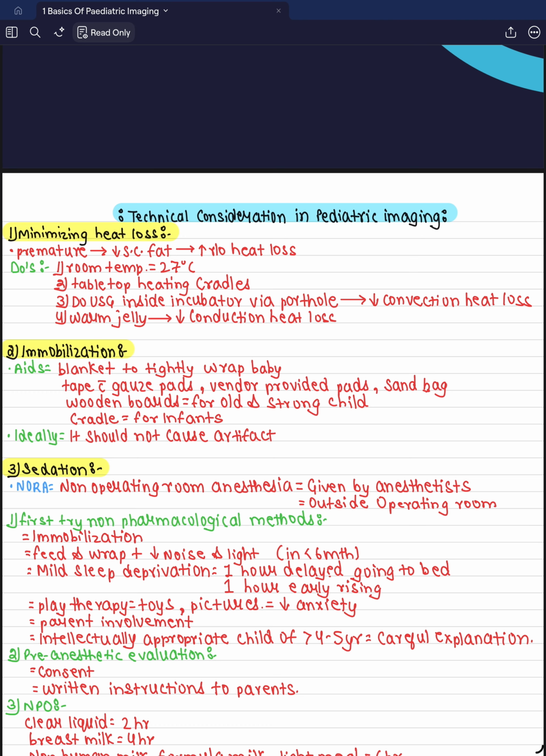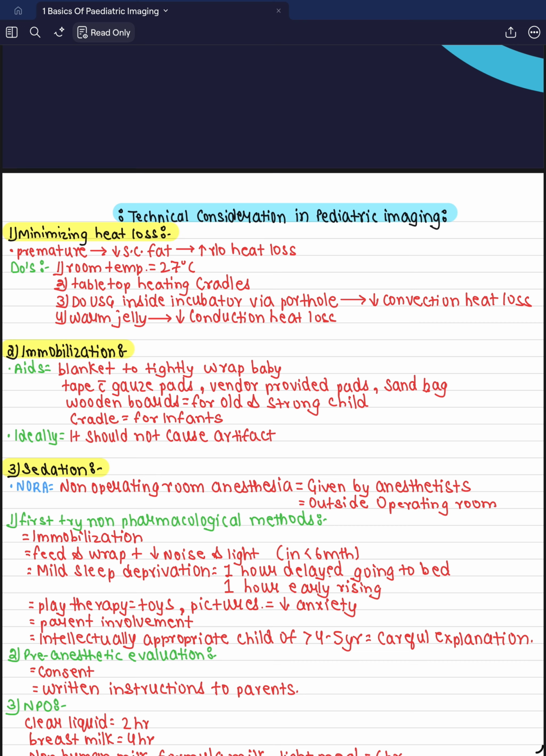So we have to know that in pediatric patients we have to minimize the heat loss. Now why is it important? Because premature babies usually have less subcutaneous fat, so there is more risk of heat loss. So what should we do? First of all, we should maintain the room temperature at 27 degrees Celsius. Okay, then how can we maintain heat? On the tabletop there can be some heating cradles, which can heat the baby.